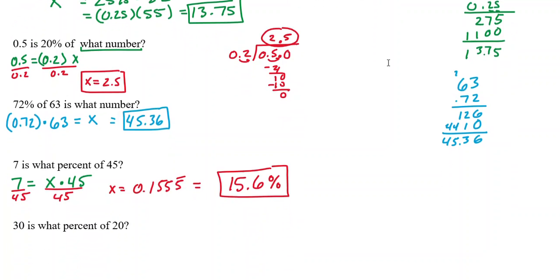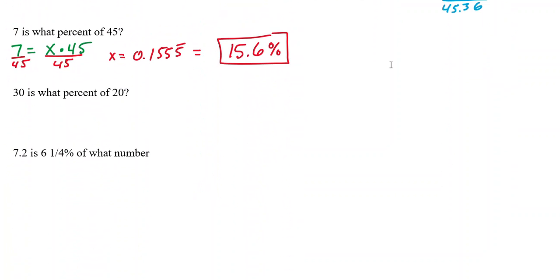All right. We'll just do a couple more of these to see if we can get in the groove here. So again, take each number, write it down, write the word is as equals. What is the variable? Of means times. And there we have it. So 30 equals what percent of 20? We'll divide by 20. And x equals, well, what is that? 30 divided by 20 is the same as 3/2, which is 1.5.